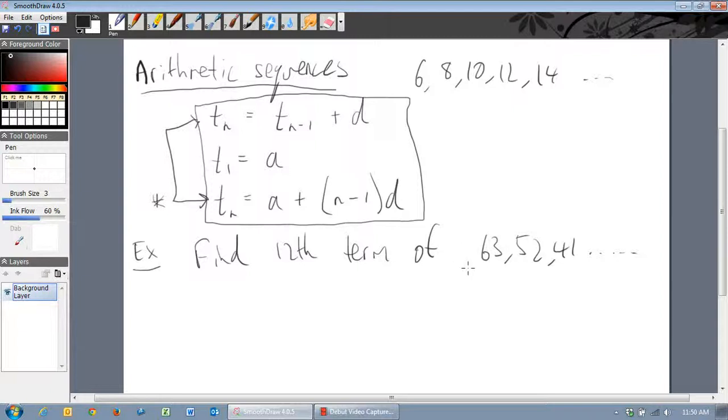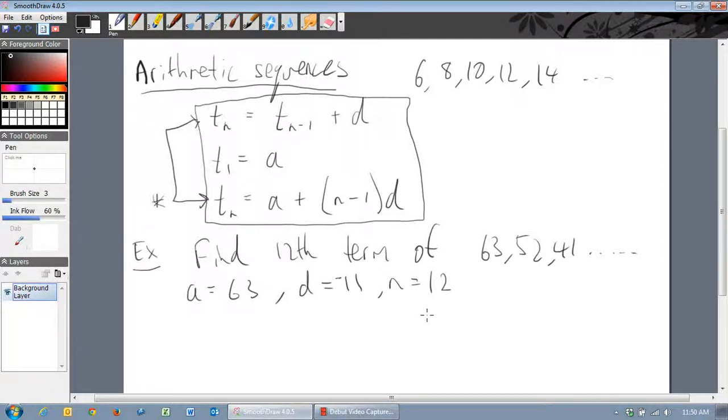What do we know? Well, we know the first term. What's the first term? A is equal to 63. Perfect. What's the difference here? What's happening? It's going down by 11, so it's negative 11 each time. So D is equal to negative 11. What's n equal to? Well, we want the 12th term, so n will be equal to 12.